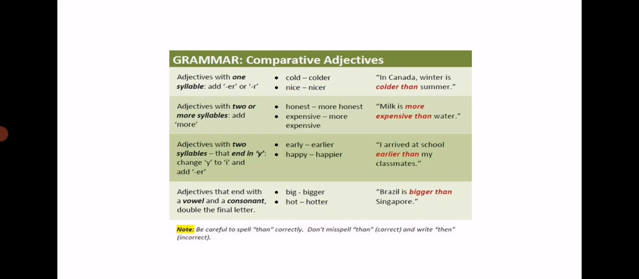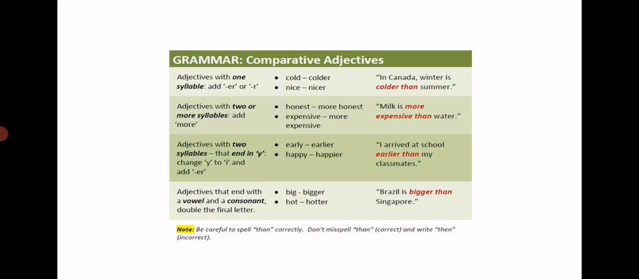There are different kinds of adjectives. There are short and long adjectives. With adjectives with one syllable, we are going to add er or r when we use the comparatives. Don't forget that, as the word says, when we compare, we use two things, two people, two places, or two animals. In that case, I have the word cold, which becomes colder. Nice becomes nicer.